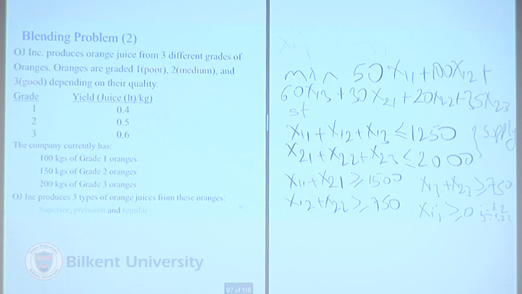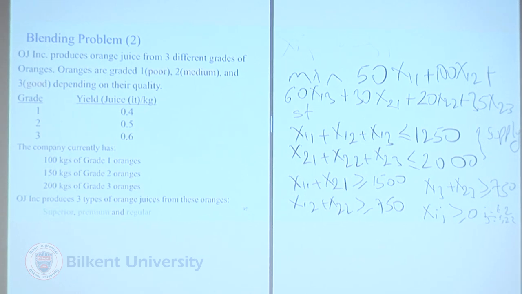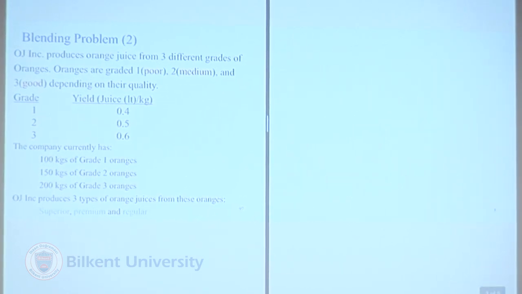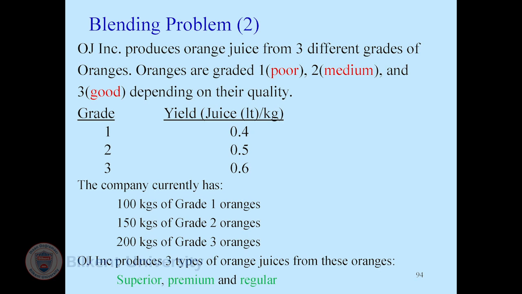Another version of blending. This is an interesting problem. All right. This time, we have an OJ company. The company produces orange juice. All right? Okay. We have 3 different types of oranges, and they are called poor, medium, or premium. Good. All right? Each orange type yields a different amount of orange juice.